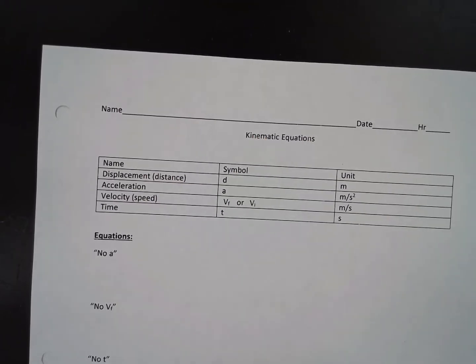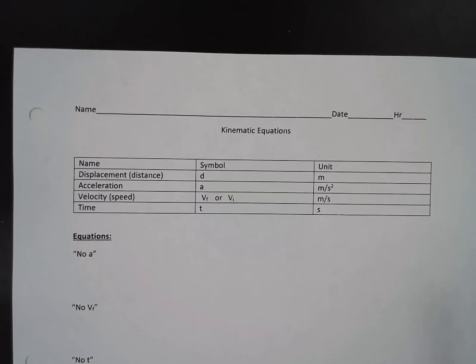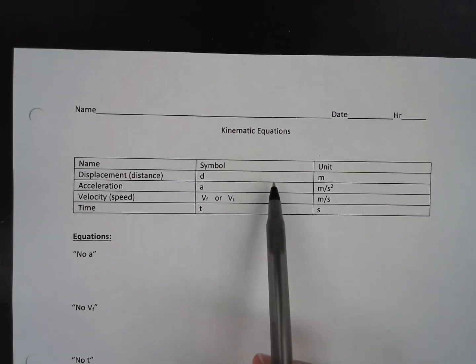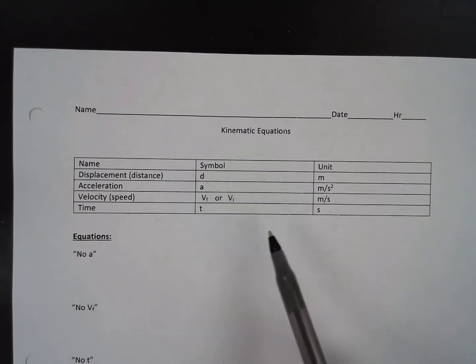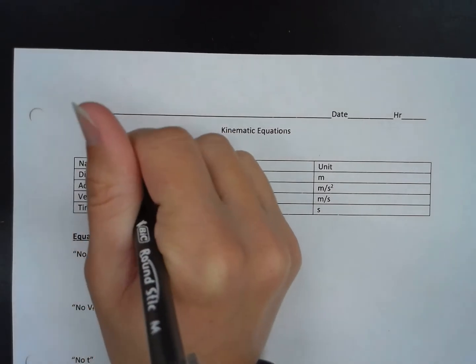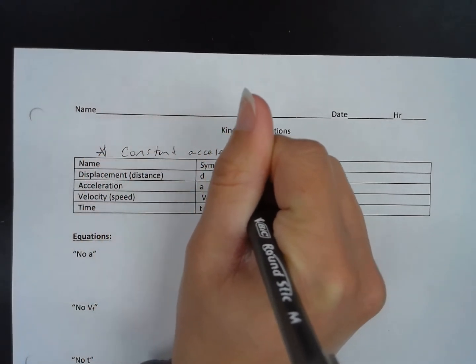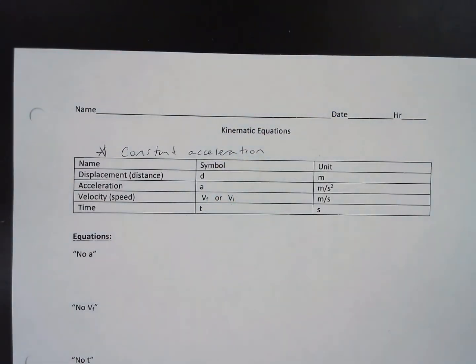Hello everybody. So we are going to be taking some notes today on the kinematic equations. The kinematic equations are four sets of equations that describe the relationship between displacement, acceleration, velocity, and time. And we can only use these equations if we have a constant acceleration. So we can only use them under certain circumstances. The acceleration has to be constant.